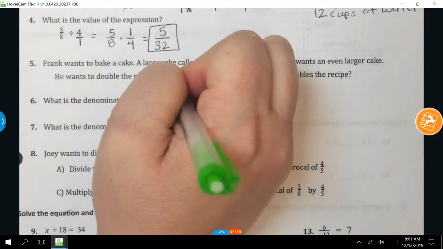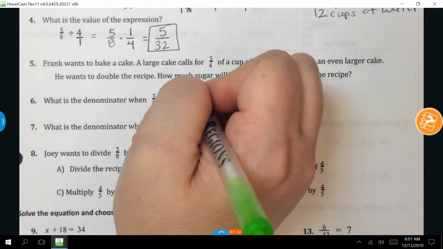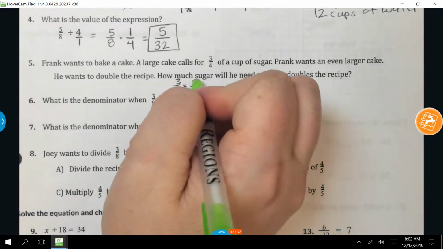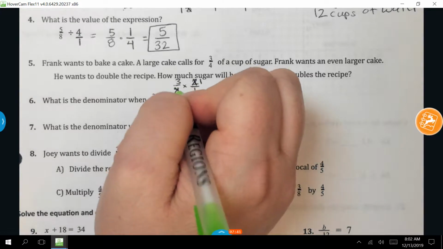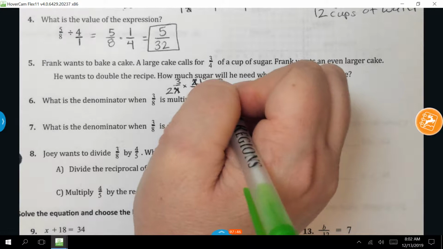So I have 3/4 times 2, and I'm going to go ahead and make that 2 over 1. All right, so you have a couple of options. What do we want to do next? Martina? If you want to, you could simplify 2 and 4. So 2 divided by 2 is 1. 4 divided by 2 is 2. So on the top, I get 3. On the bottom, I get 2.